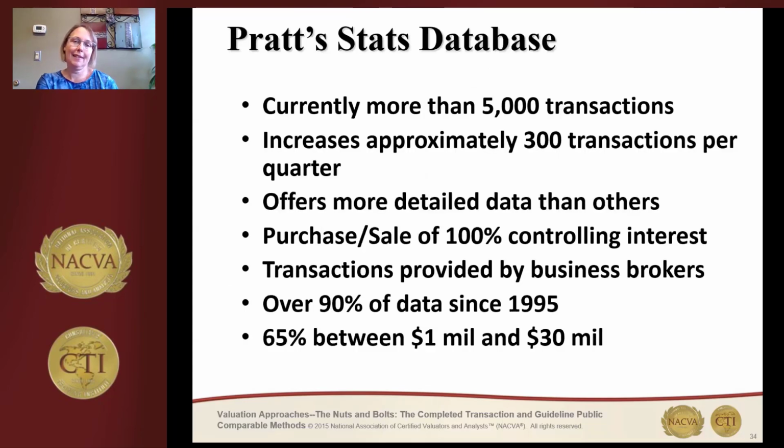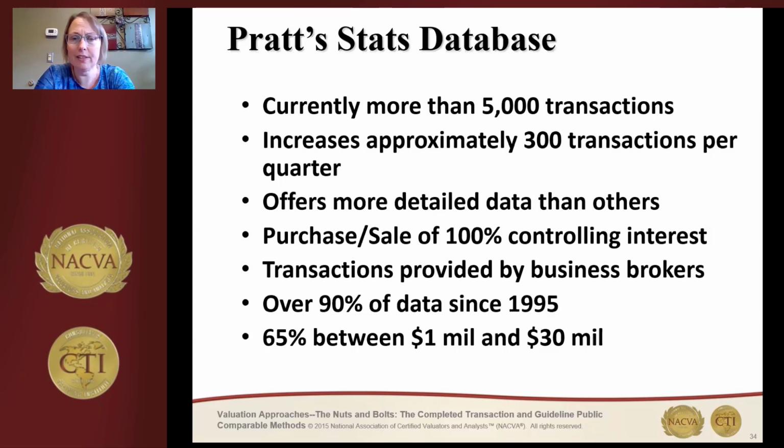Now the PratStats database. Remember, the IBA was a larger database. PratStats currently has more than 5,000 transactions, increasing by approximately 300 transactions per year. And this was a little while ago, so we're probably up over 6,000 at this point. It offers more detailed data than the others. The other databases aren't going to give you quite the detail that you're going to get from being able to look at and research the PratStats database.